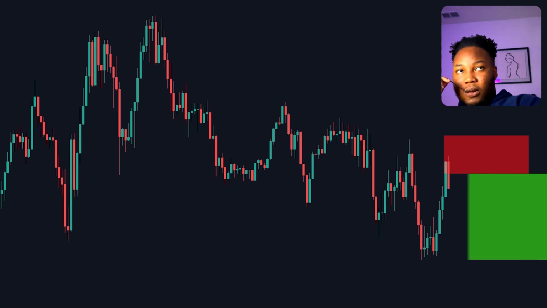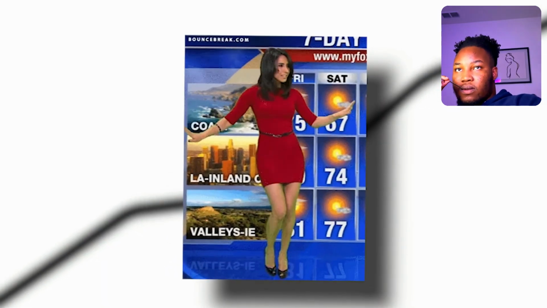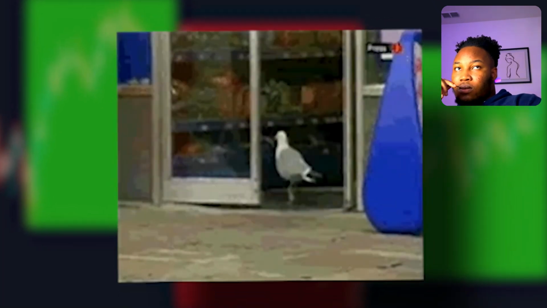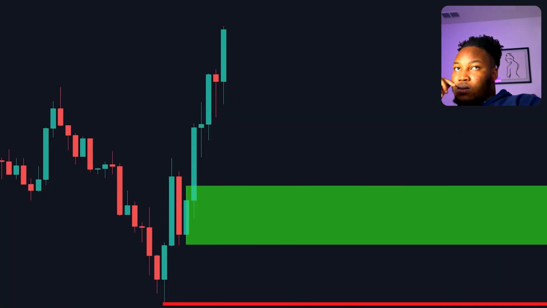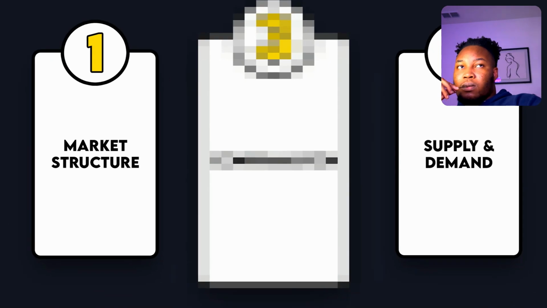That's the power of this strategy. It's extremely accurate for one, one, and two, you're only trading in the direction of the trend, which raises the probability of you winning a trade by a lot. So now that you know just how powerful this strategy really is, let's go to the third and final step on how to improve the strategy even more.